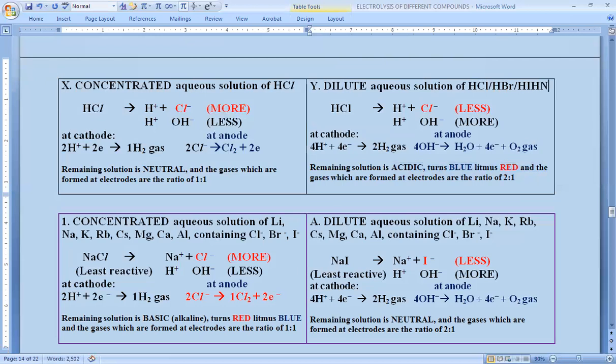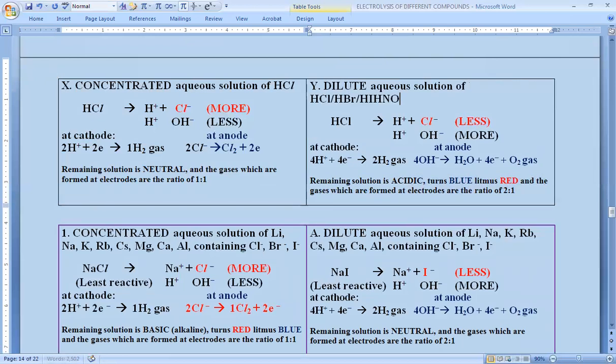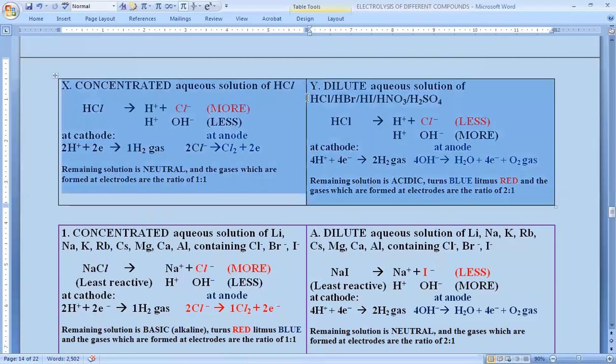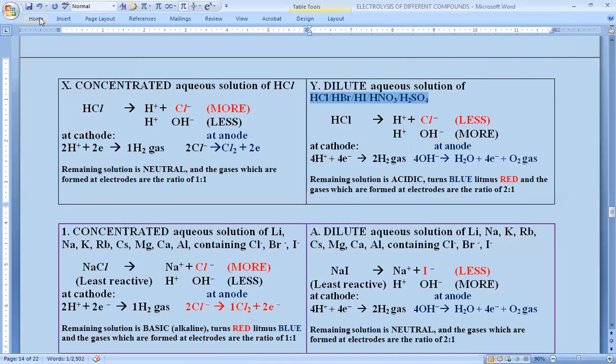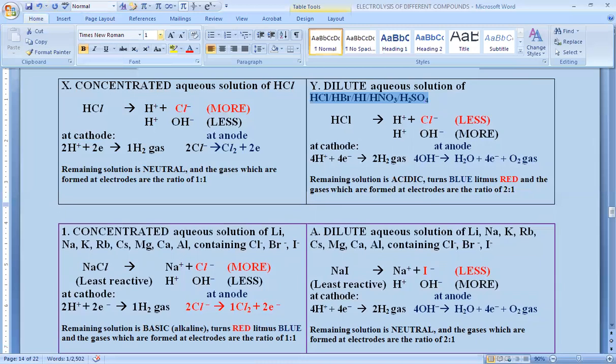The same result occurs in a dilute aqueous solution of HCl, HBr, HI, HNO3, or H2SO4. If these acids are in aqueous dilute form, then the results are the same. Two parts of hydrogen gas at the cathode and one part of oxygen gas at the anode. So we have to learn this. There is no change in the products formed at the cathode or anode.